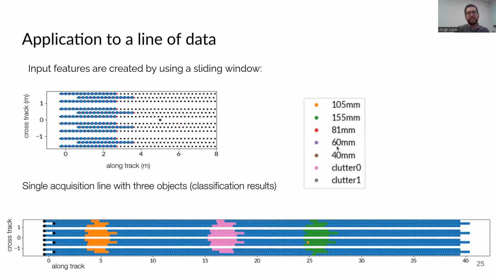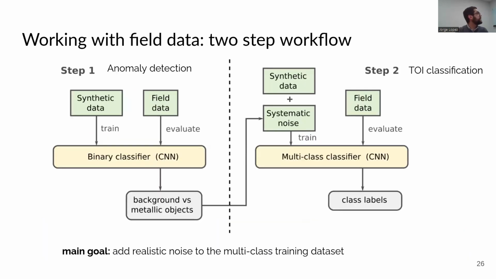So this workflow worked pretty well with synthetic data, but then we started to notice that when we applied it to the field data, we had some issues. A lot of the background was getting picked up as a false detection of UXO or clutter. So we came up with this 2-step workflow in order to tackle this. Basically, we use the same architecture, the same CNN, but in the first step, we only perform a binary classification, which is basically only telling us to distinguish between background and metallic objects.